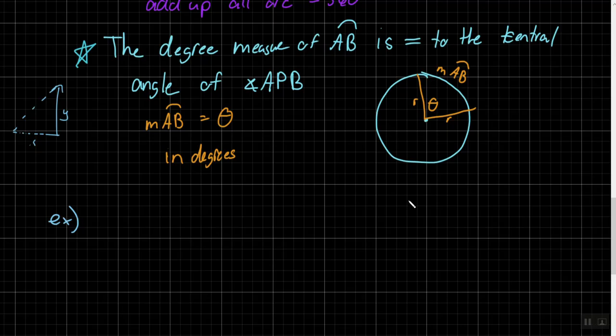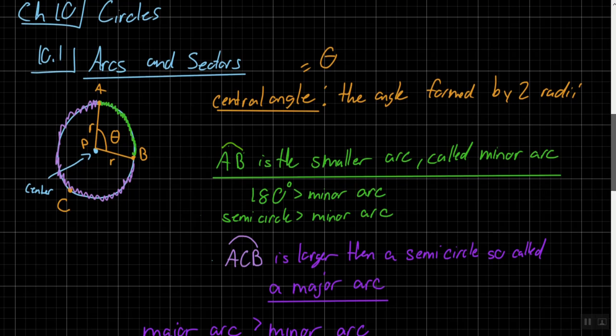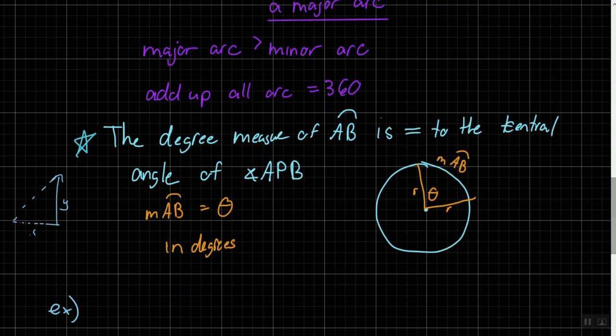Okay, so I will add my points again. In your picture up above, P is my center. I'm just telling you that A, P, B is my angle. This angle right there, that angle, is theta.